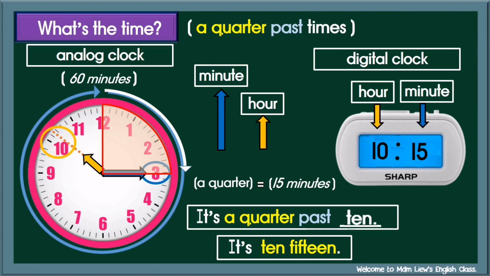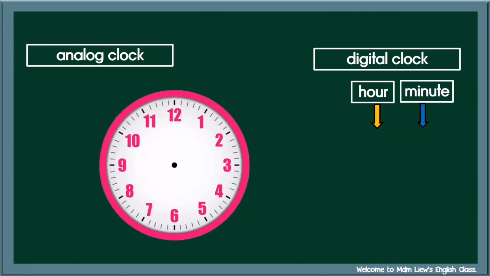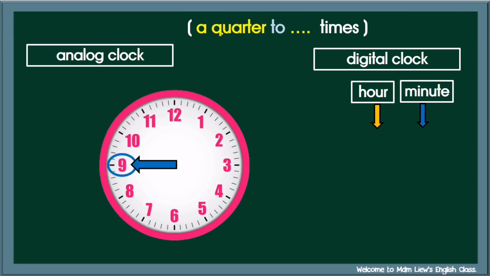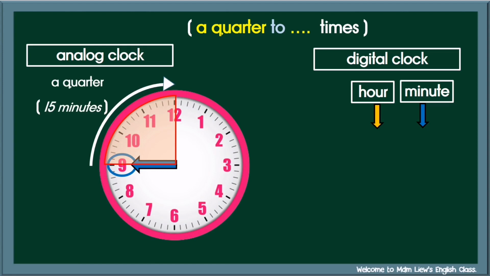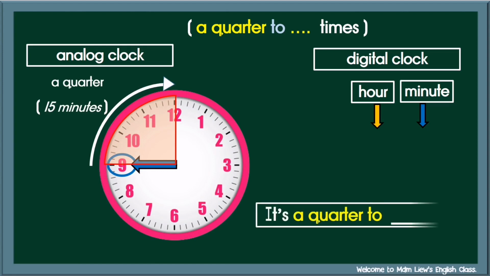Let's learn how to read and tell the quarter to times. When the minute hand points at number 9 on the analog clock, it means there's only a quarter of an hour or 15 minutes left before we reach the next hour. So we say it's a quarter to something.